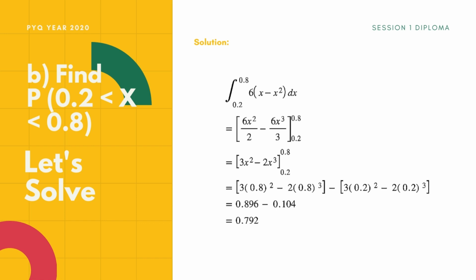Same as the first question, after expanding the function f(x) and dx, we will execute the integral from 0.2 to 0.8 with a square bracket from 0.2 to 0.8. Then insert the upper number of the bracket, which is 0.8, into the function in the first square bracket, minus the function in the second square bracket, which needs to be inserted with the lower number, which is 0.2, and solve it. Then we will get the probability of 0.2 less than x and x less than 0.8, which is 0.792.